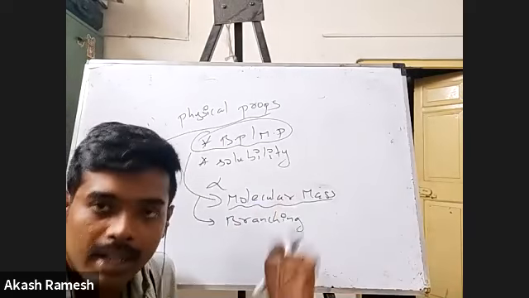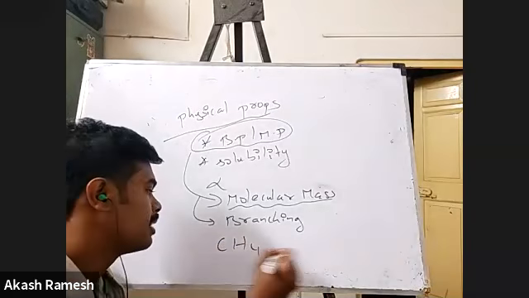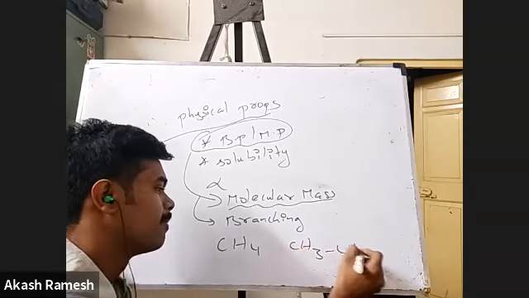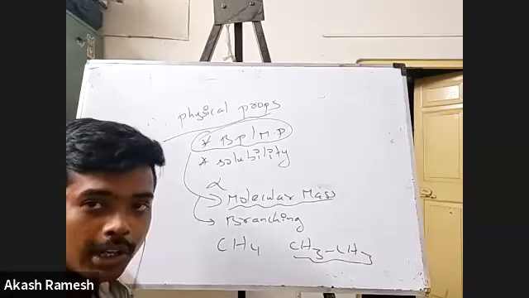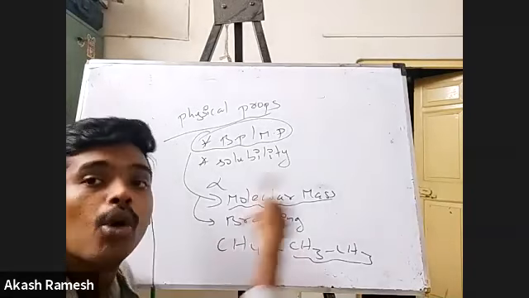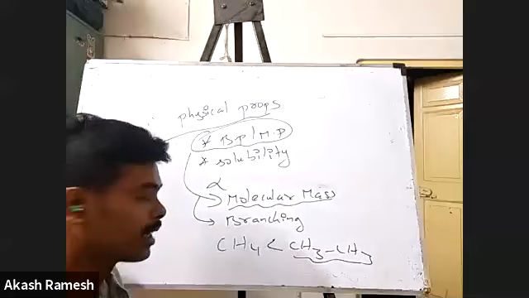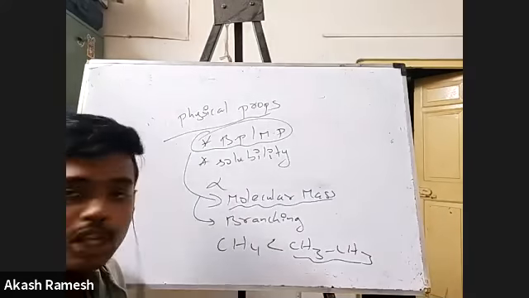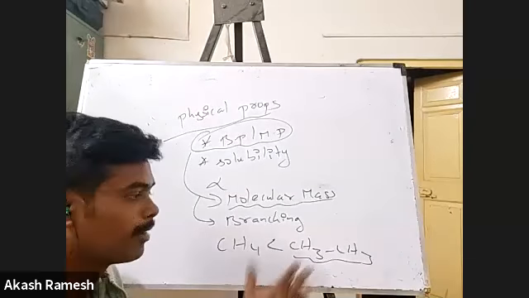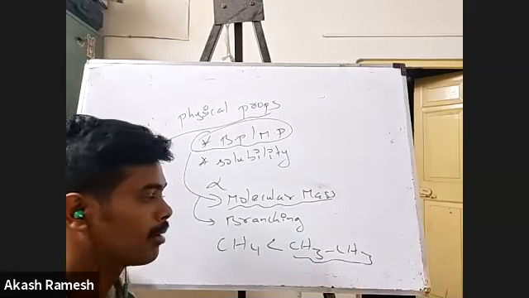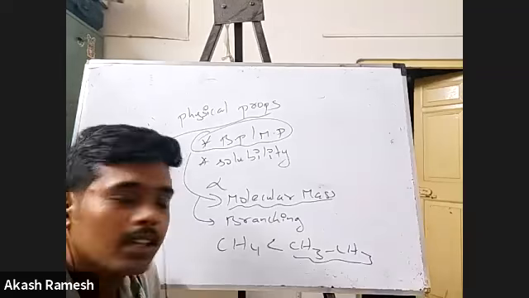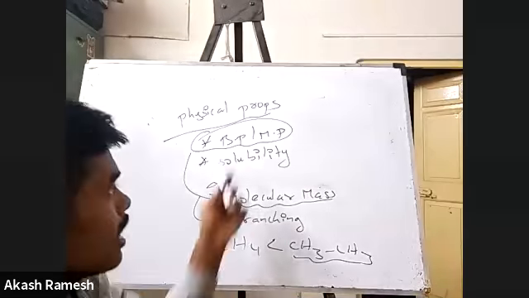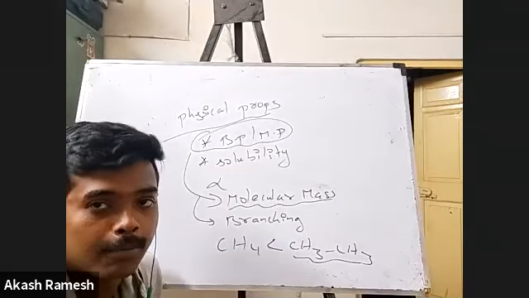Say for example, if I compare methane with ethane, obviously I know ethane is going to have more molecular mass. So ethane will have more boiling point or melting point than CH4. Same if you have propane, propane will have more boiling point or melting point than ethane. Okay, so that is the criteria: more and more molecular mass, more and more boiling point or melting point.